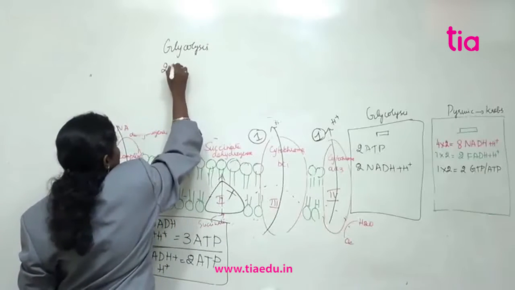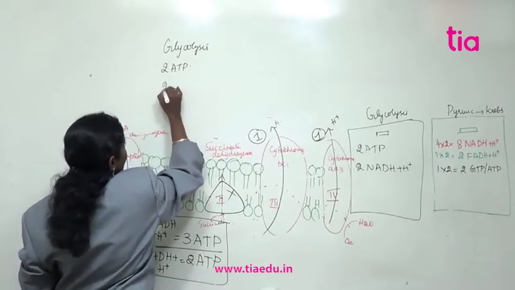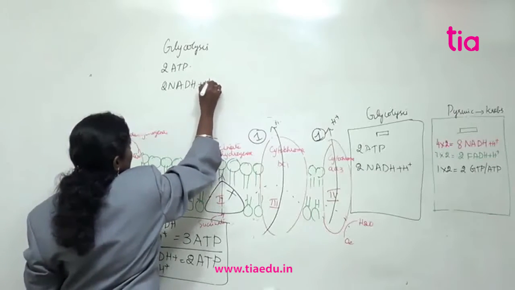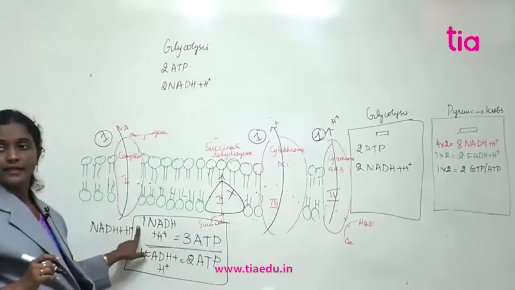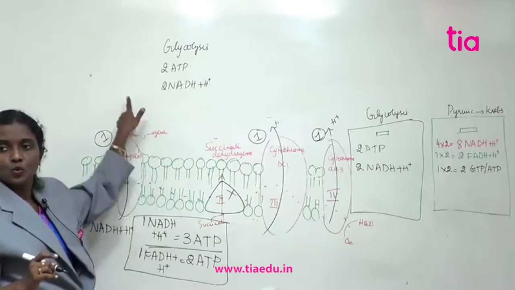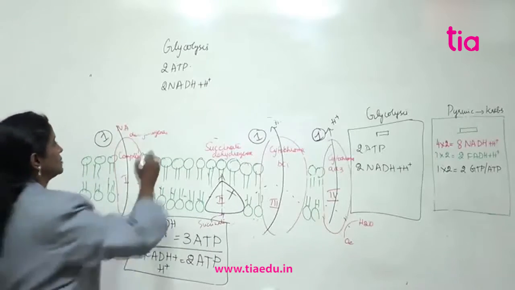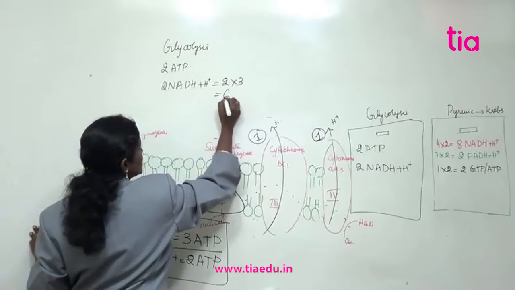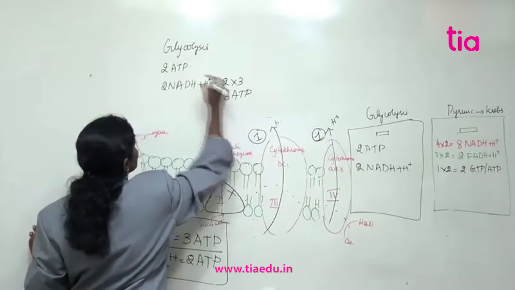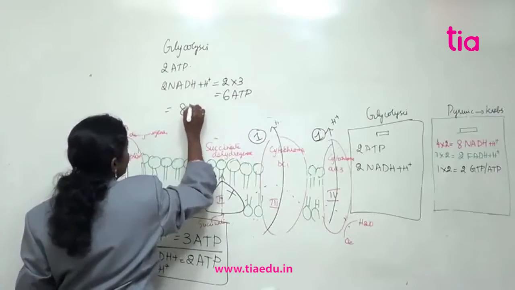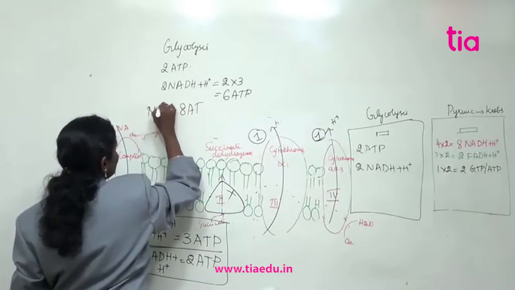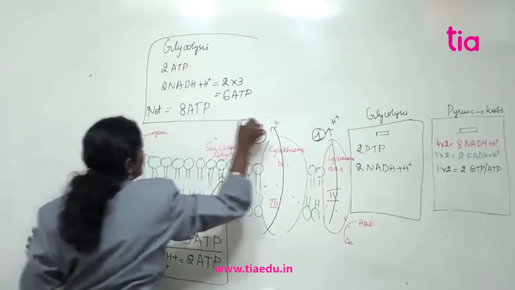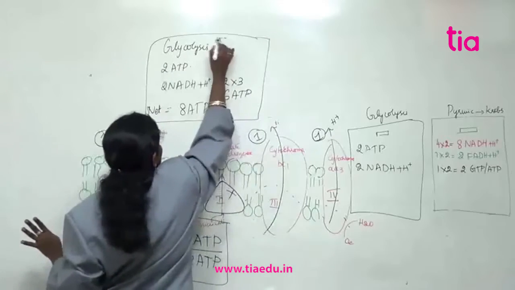In glycolysis, we had 2 ATPs, then 2 NADH. As a rule of thumb, 1 NAD gives 3 ATP. So, 2 NAD gives 2 into 3, which is 6 ATP. So, 6 plus 2, overall 8 ATPs. So, the net profit is 8 ATP molecules from the glycolysis box.